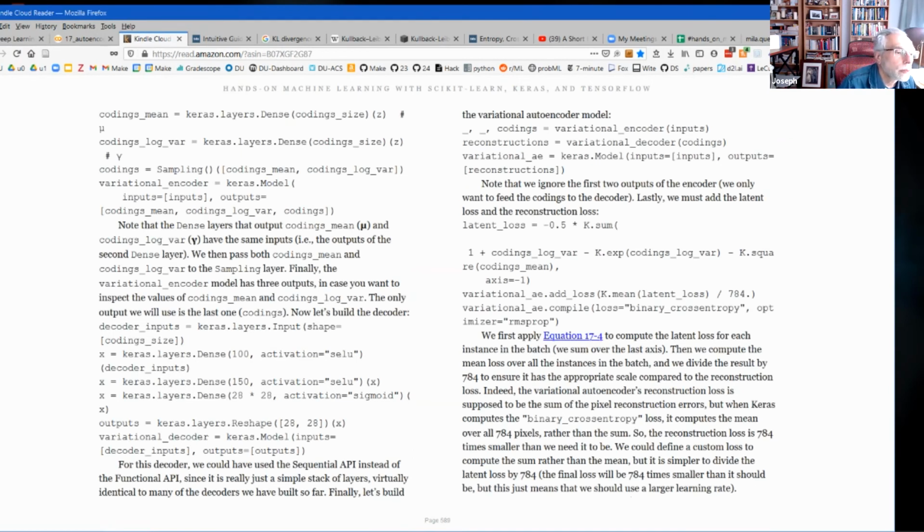That's what he says here: for this decoder, we could have used the sequential API because it's just a sequential stack of layers. But he didn't. So anyway, building the model.